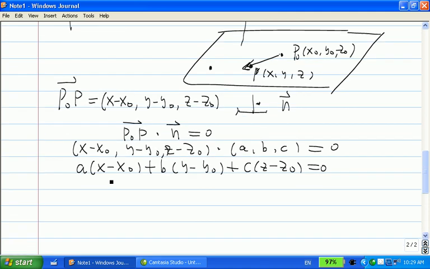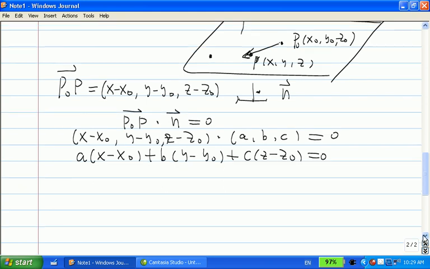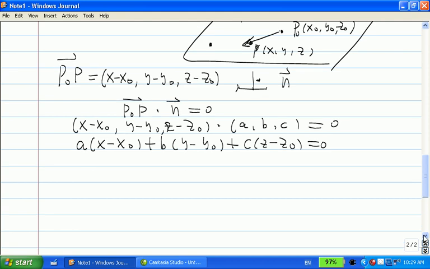Okay, for given x naught, y naught, z naught, and a, b, c, any x, y, z that satisfies this equation will form this plane. This plane will have P0 on it and be perpendicular to the normal vector n. So, just like finding the equation of a line, to find the equation of a plane, you just need to know 6 things: x naught, y naught, z naught, and a, b, and c. Okay, what are a, b, c? A, b, c form a normal vector.